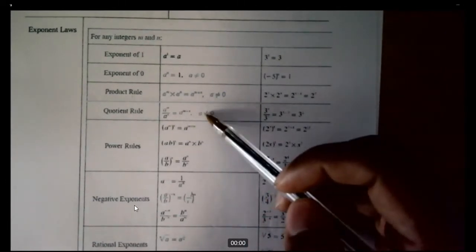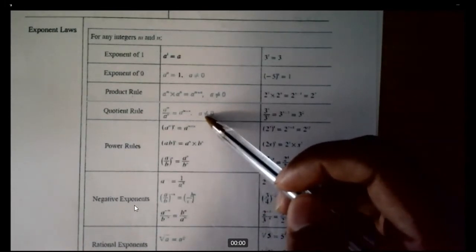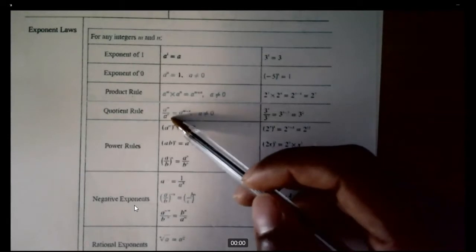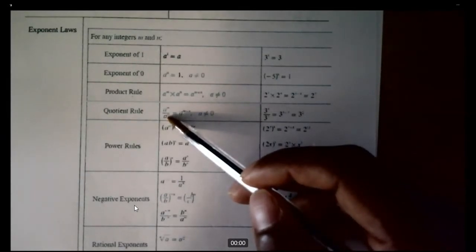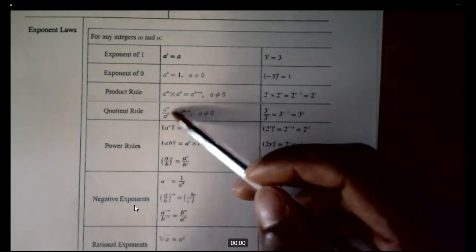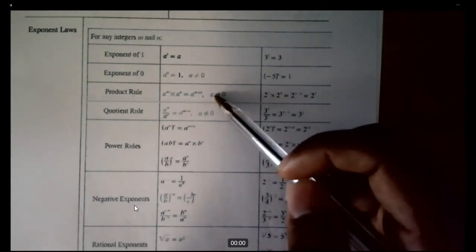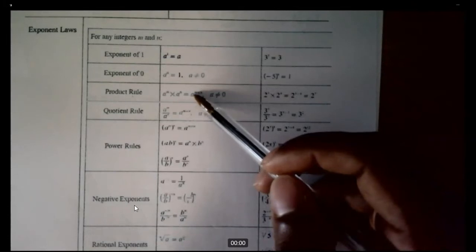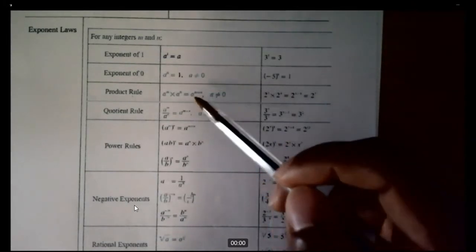And again, notice these restrictions here. A cannot equal 0. Why does it say A cannot equal 0? Well, in this case, the denominator can never really be 0. And also, these rules don't apply when it's 0 as well. So like 0 to the power of 5 is just going to give you 0. So it's not going to really work.